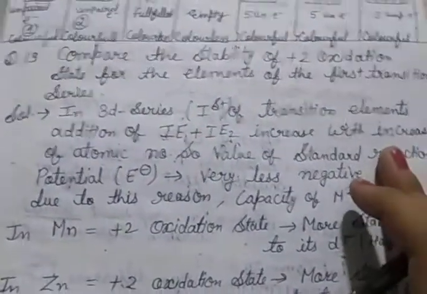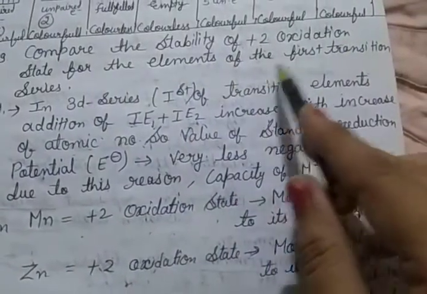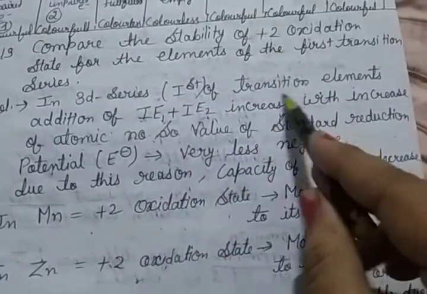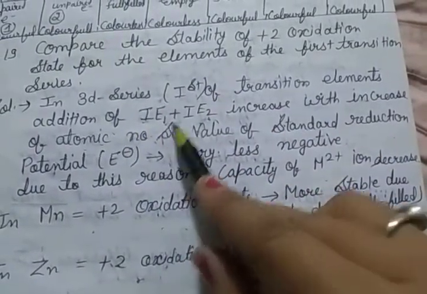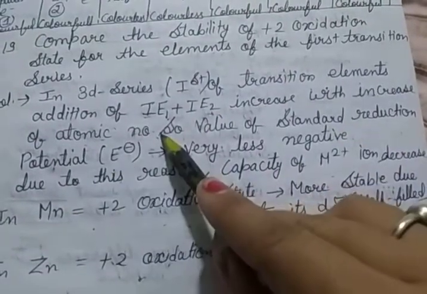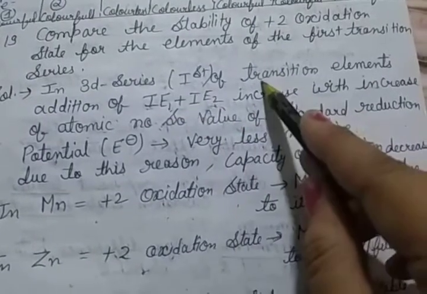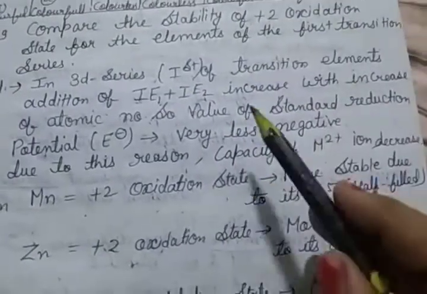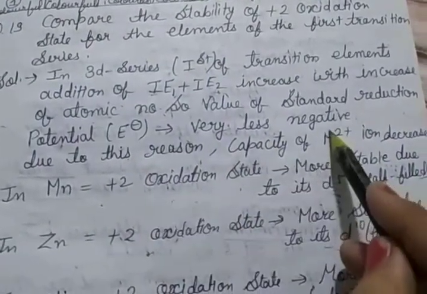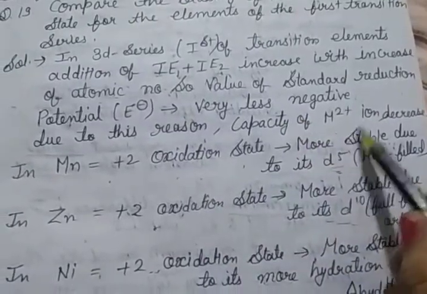Then next is: compare the stability of the plus 2 oxidation state for the elements of the first transition series. In the 3d series, the first transition series, the sum of the first and second ionization enthalpies increases as atomic number increases. But the value of the standard reduction potential is less negative, because the capacity of the M2 plus ion decreases.